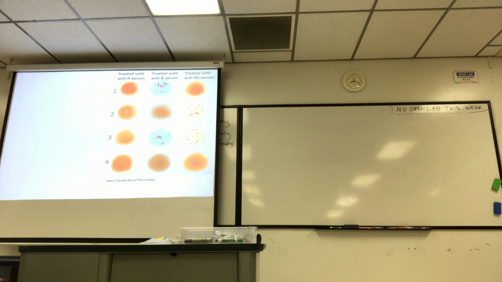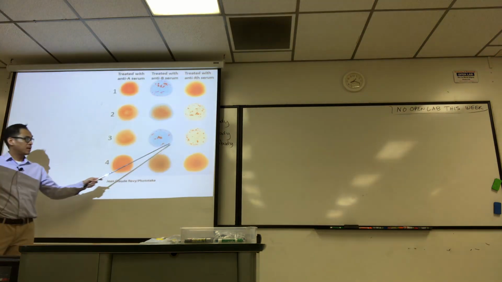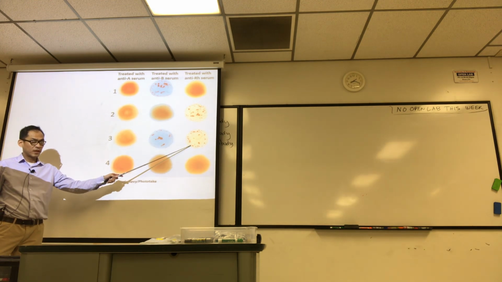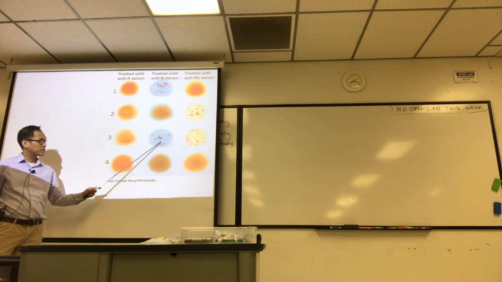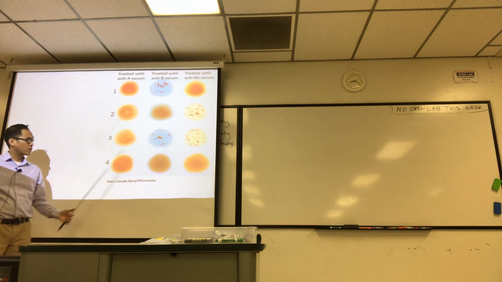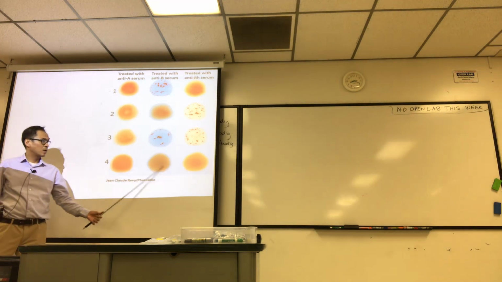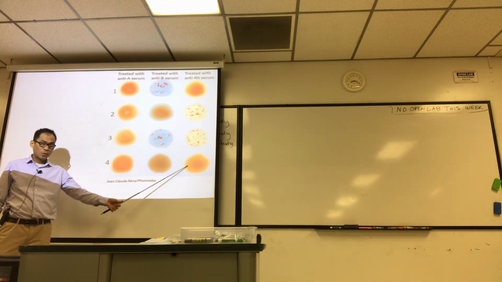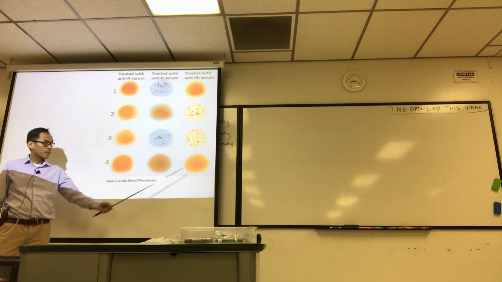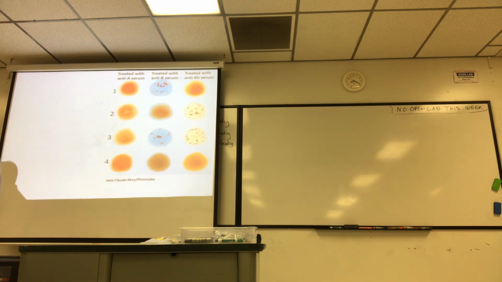All right, number 3, what type is this person? B positive, okay. B is present, Rh is present. How about this one? O negative, okay. So that's how you type. Those three antigens are present or they're not, and you just test for the presence or absence of the antigens.